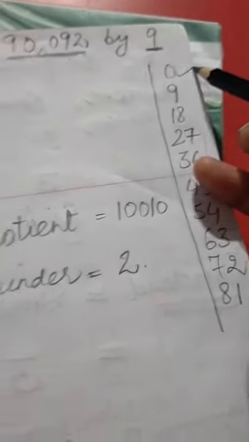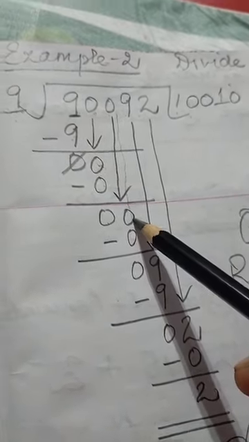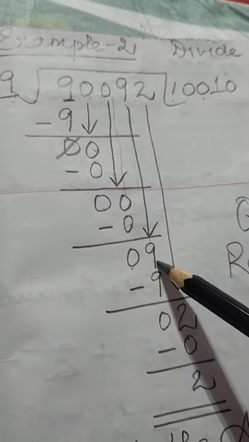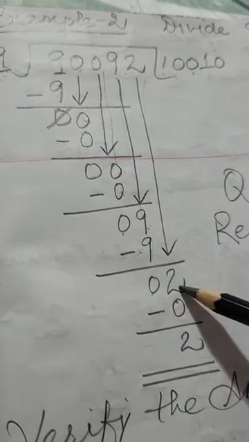Now in the table of 9, where is 0? 9 zeros are 0. So we will write 9 zeros are 0. 0 minus 0, again 0 we got. Then we will bring down the next 0. Then again 0 is with us. So we will write 9 zeros are 0. 0 minus 0, 0 is there. Now the next digit will come down, that is 9. Again we will write 9 ones are 9. Then 9 minus 9, 0. Then the next digit is 2.